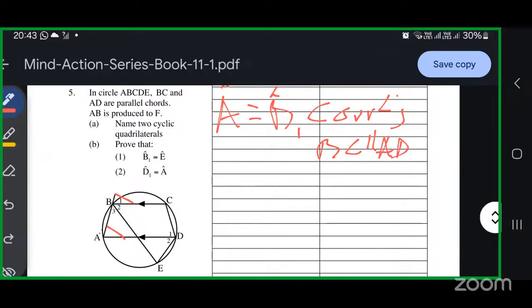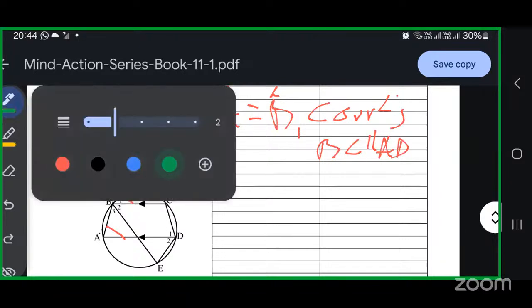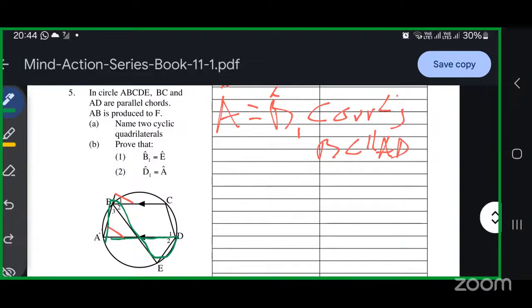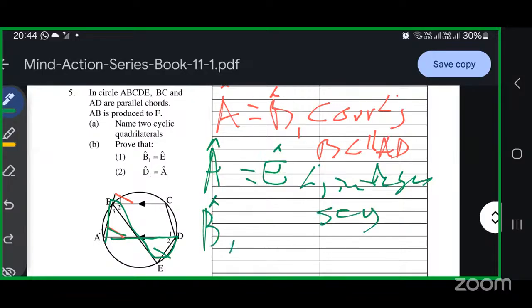Yes, sir. Okay. Now, there is that bow tie shape here. Therefore, this angle will be equal to this angle, angles in the same segment. Therefore, angle A is going to be equal to angle E, angles in the same segment. And then we can say B1 is equal to angle E because they are both equal to angle A. Then you are done for number one.